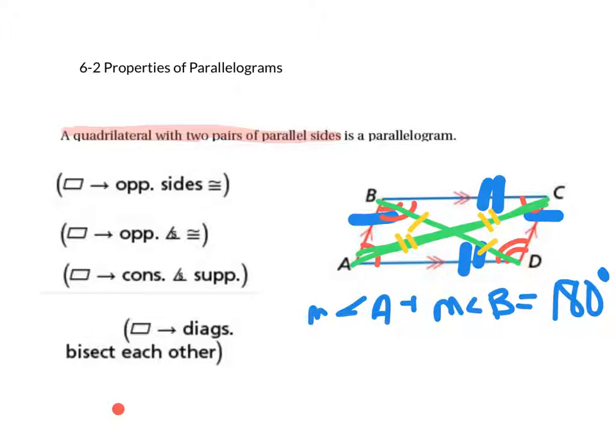As you can see, I've marked my congruent segments. So if I added in a letter such as E in the middle here, this middle point, BE is now congruent to ED, and CE is now congruent to AE, due to the diagonals bisecting each other.